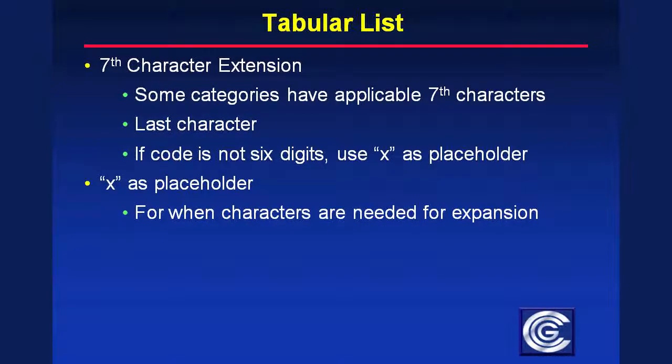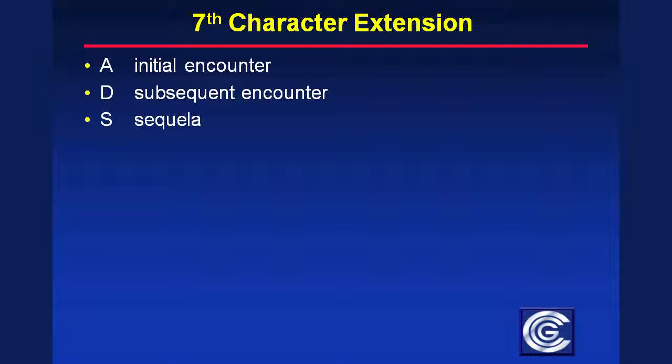The seventh character, although not universally applicable, provides additional information. It is most commonly found in Chapter 19, which describes injuries. Interestingly, when a seventh character is needed, but the root code only contains 5 characters, then a placeholder is inserted for the 6th digit. The placeholder is an X and can be capitalized or not as you wish. Instructions for the 7th character appear in the tabular list, not the alphabetic index.